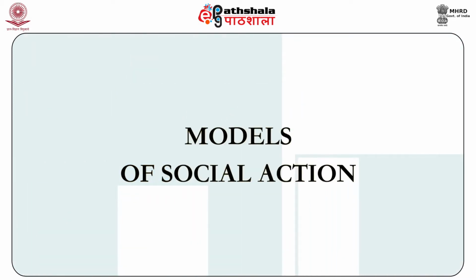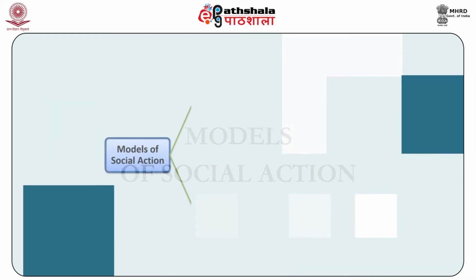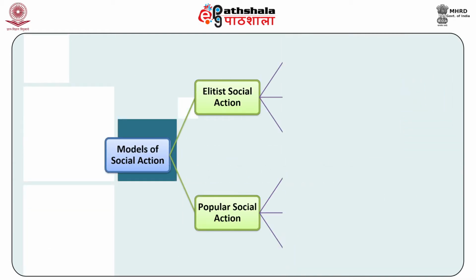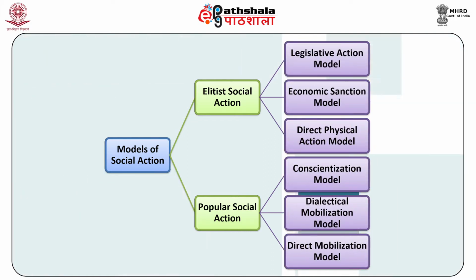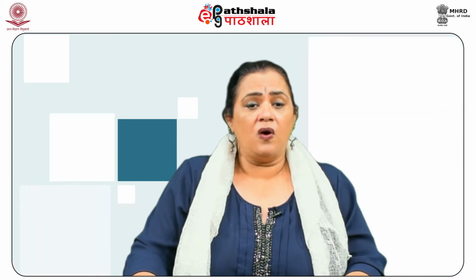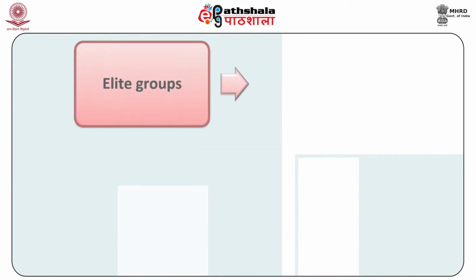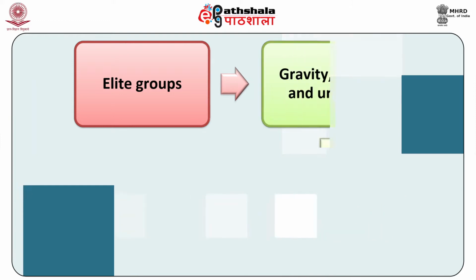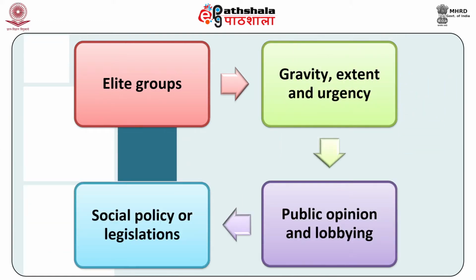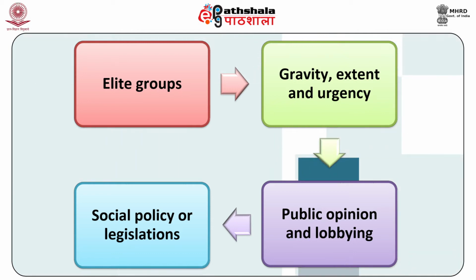Another thing which is important to understand social action is the models of social action. The models of social action are of two types: elitist social action and popular social action. Elitist social action involves the legislative action model, which is a process in which some elites, either by themselves or in coalition with like-minded individuals, legislators and agencies, resort to lobbying and allied activities in order to achieve some benefits for the entire segment of the people, prevent some maladies from affecting their clientele and remove some problems that are hindering their growth. The usual method is that elite groups conduct studies on the gravity, extent, and urgency of the problems, create public opinion and lobby, and try to modify social policy and legislation.